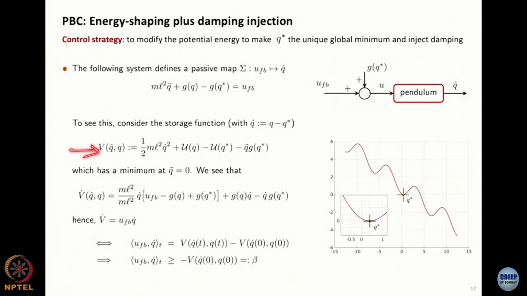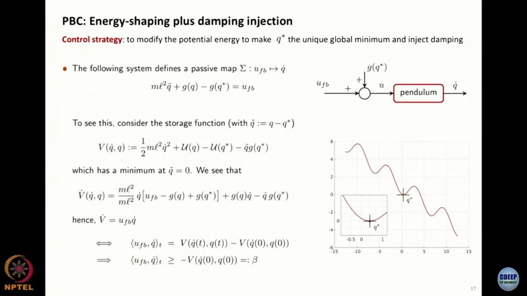Okay. Yeah, so that this system is passive, you can see it easily by just taking the derivative of the new Lyapunov function, the new storage function, the kinetic energy plus the potential energy of the pendulum plus the modifications I added. So of course this function is zero at q equal to q star, right? So these two guys will cancel out if q is equal to q star. Q tilde I'm defining as the difference.